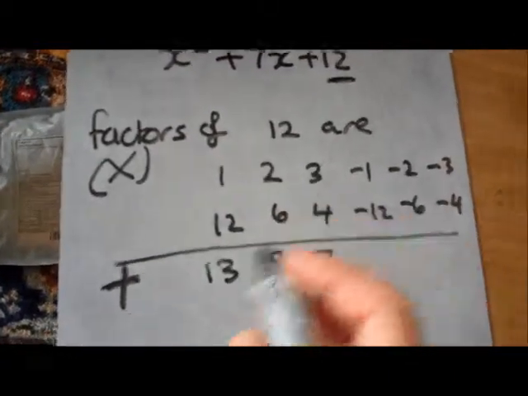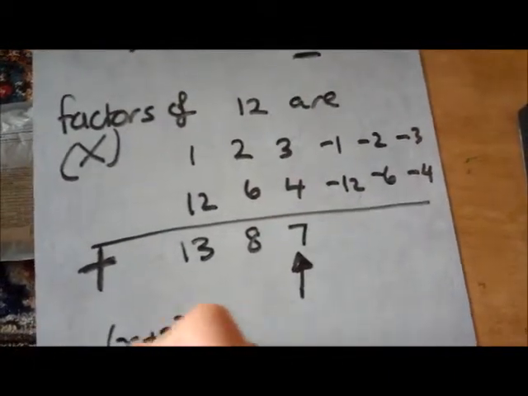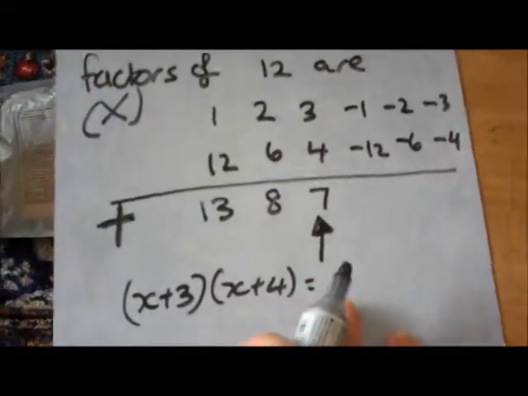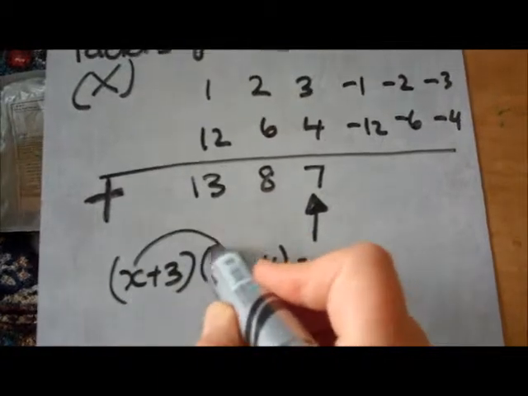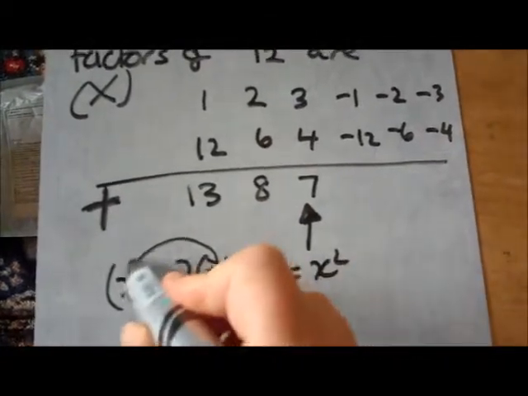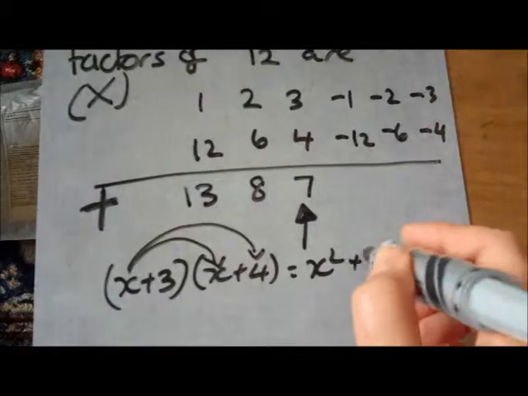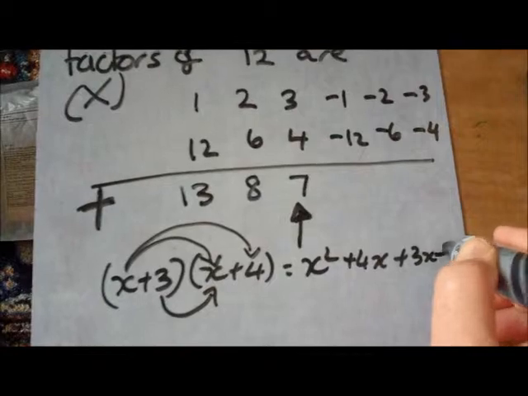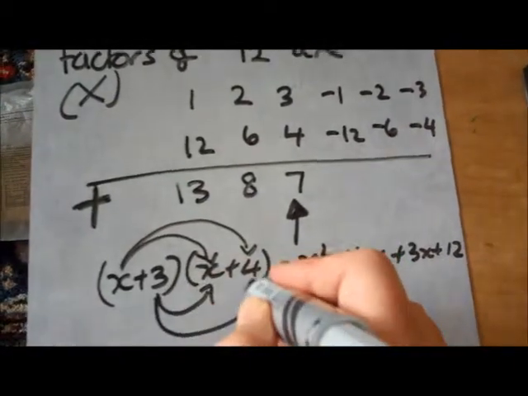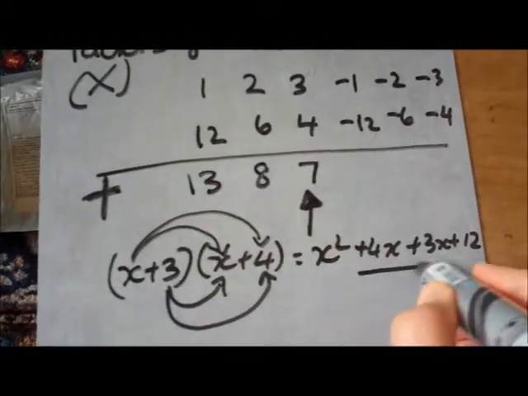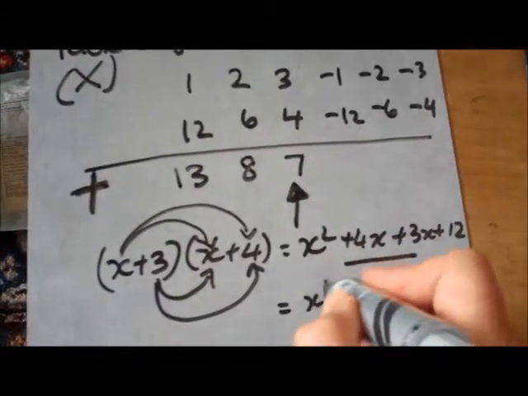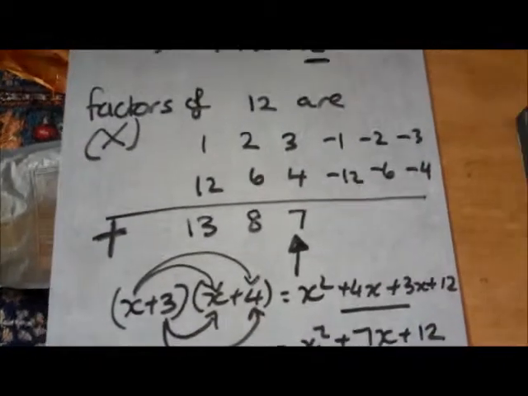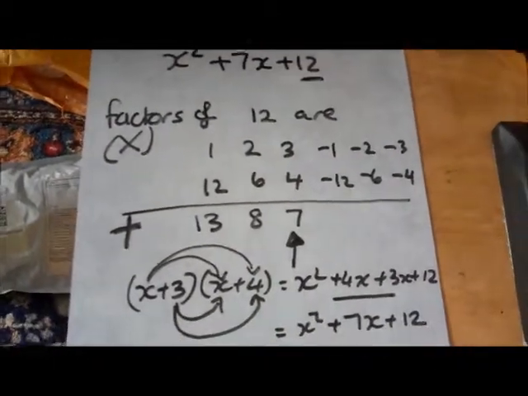So the factors are x plus 3, x plus 4. Because look at it, when I expand it out, I get x squared plus 4x plus 3x plus 12. And 4x plus 3x is 7x. So that's the quickest way I know to factorise something.